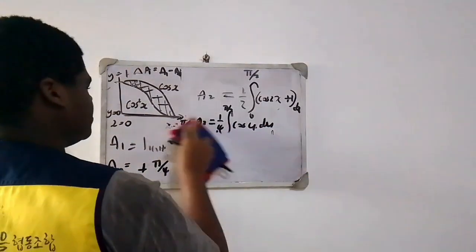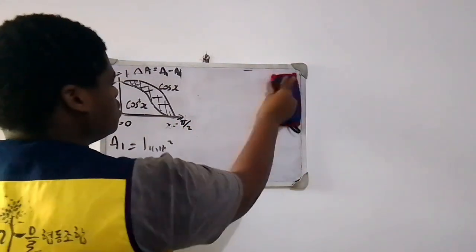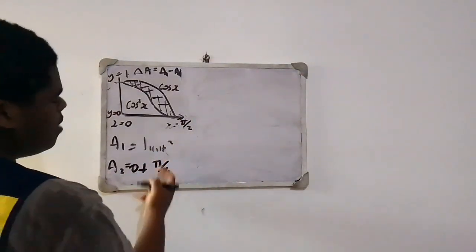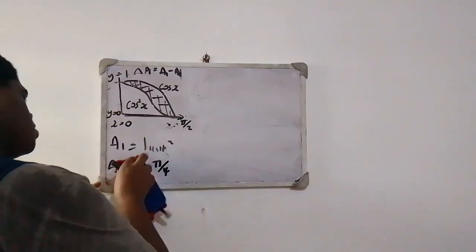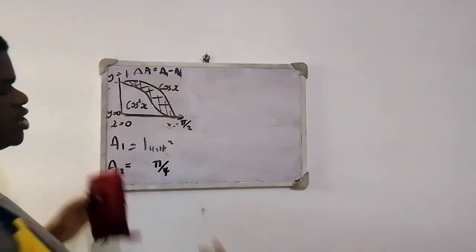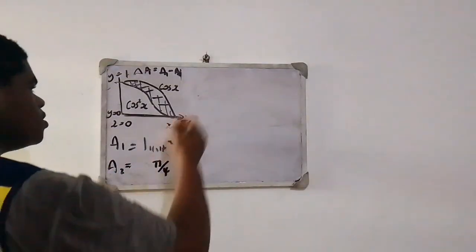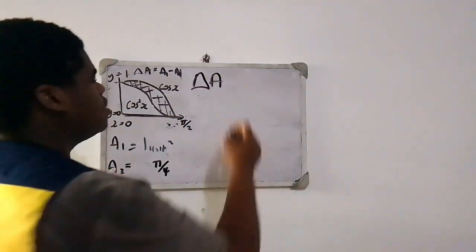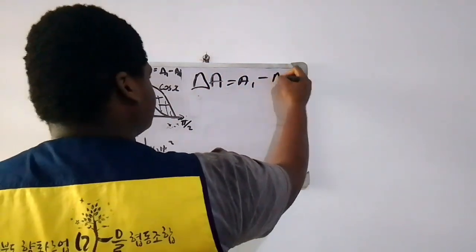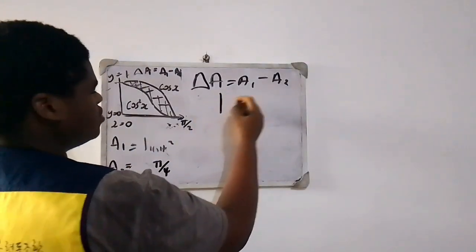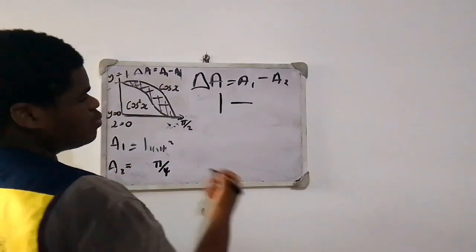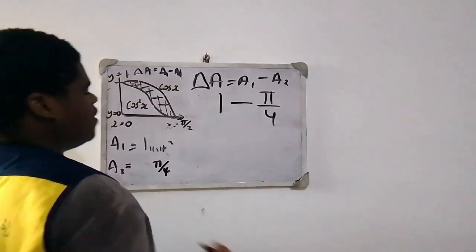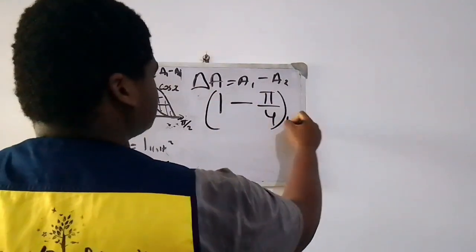So we don't really need any of this anymore. Our total solution for a2 is equal to 0 plus pi over 4. We don't need 0 here, so our a2 is just equal to pi over 4. Remember, we're looking for the area, or the difference in those areas, which is equal to a1 minus a2. a1 is equal to 1 unit squared, and a2 is equal to pi over 4 units squared. So what we have here is 1 minus pi over 4 units squared, and this is our answer.